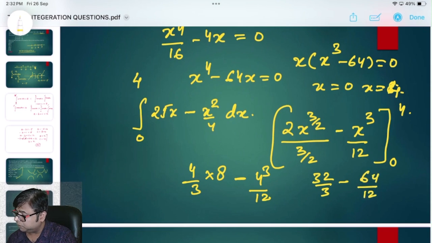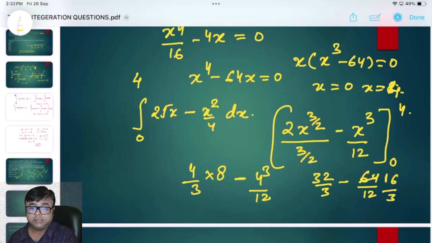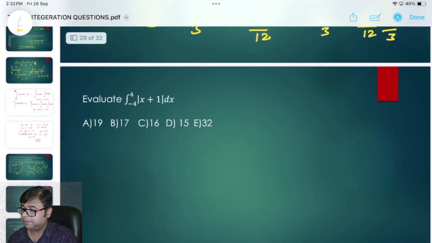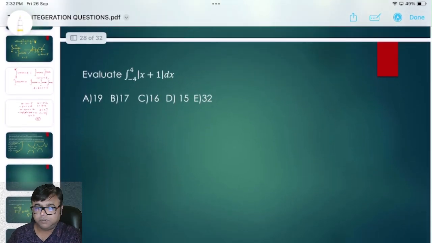64 by 12 if I reduce will be 16 by 3. 32 by 3 minus 16 by 3 gives me 16 by 3. The correct answer is 16 by 3. 16 by 3 is the correct answer. Yes. Right? So this is how we do this.